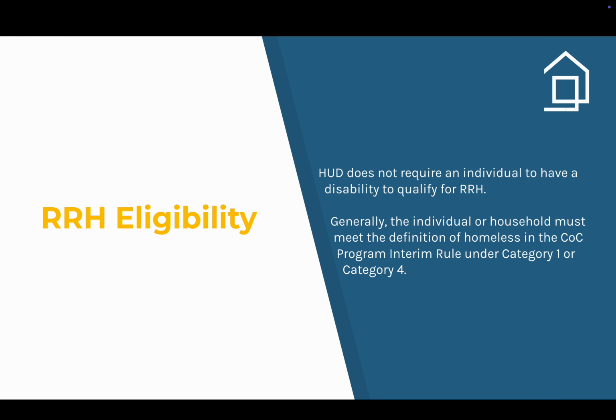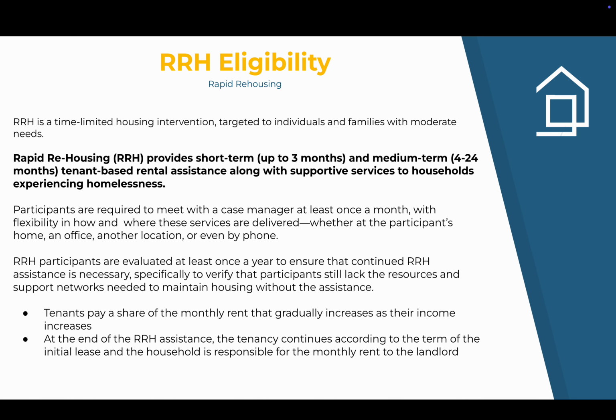Rapid rehousing eligibility is more lenient. An individual does not have to have a disability, and generally the individual or household must meet the definition of homelessness in the COC program interim rule under Category 1 or 4. Rapid rehousing provides short-term to medium-term tenant-based rental assistance along with supportive services. Participants are required to meet with a case manager at least once a month, with flexibility in how and where these services are delivered, whether at the participant's home, an office, another location, or even by phone.